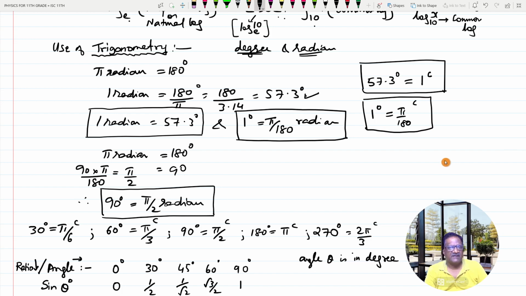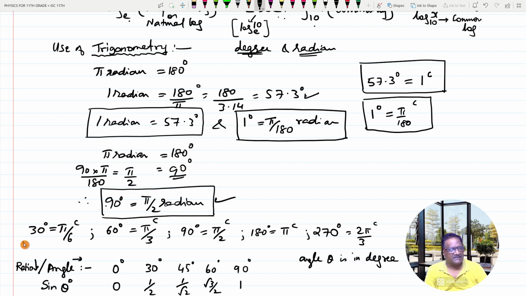Okay. Now, pi radian is equal to 180 degrees. So 90 degree will be how much radian? So if you do cross multiplication, you will get 90 into pi divided by 180. So 90 into pi upon 180 is pi by 2. So 90 degree is equivalent to pi by 2 radian. So that I have written here. 90 degree is equal to pi by 2 radian.